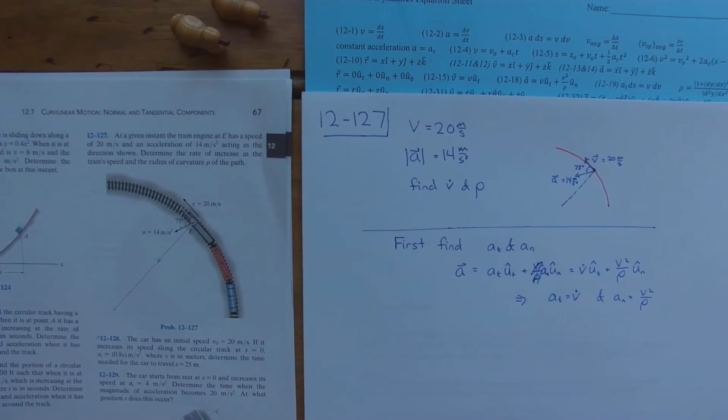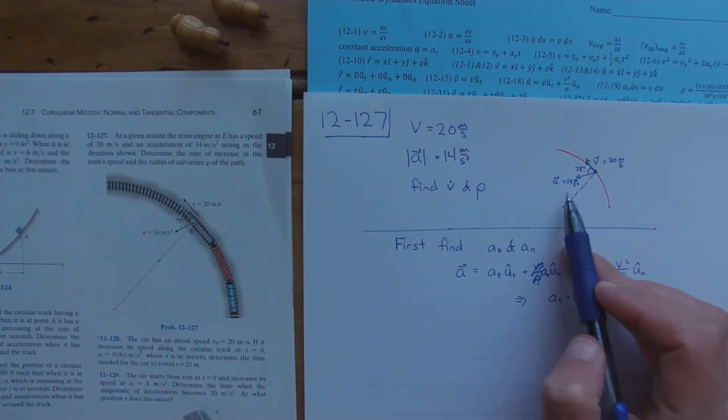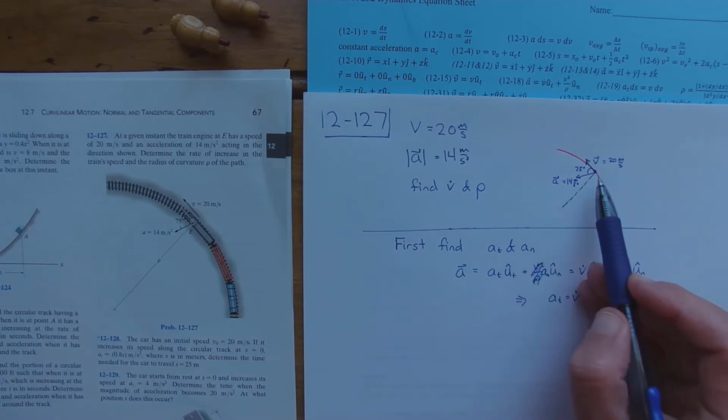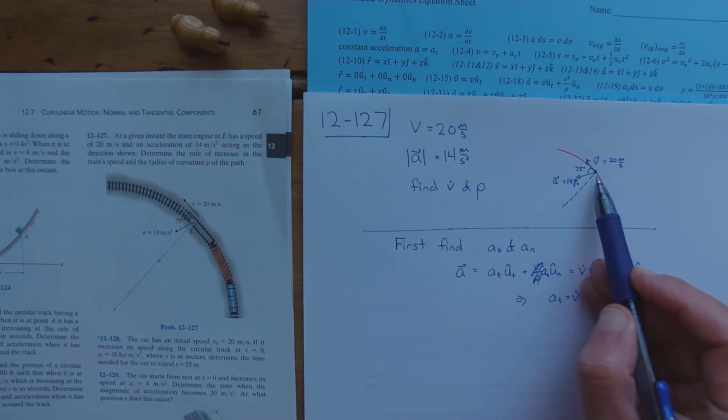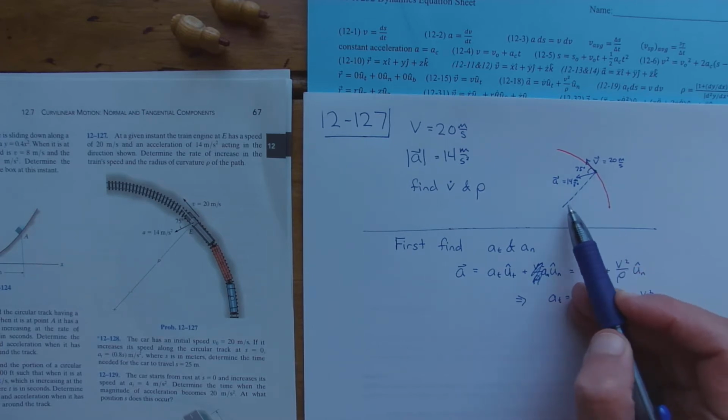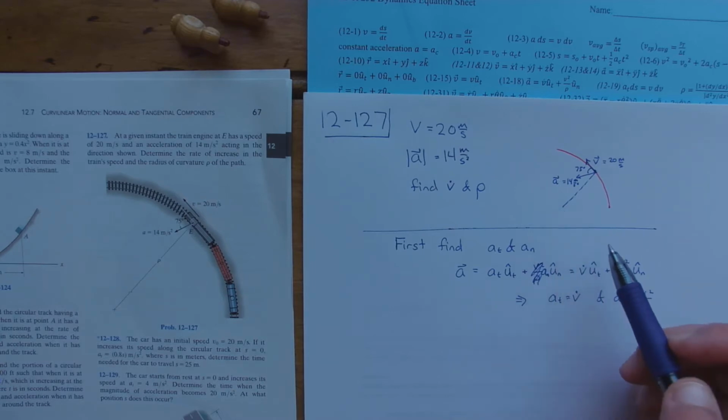Now, in order to do this, we're going to take the acceleration that they gave us and break it down into normal and tangential components. And remember, the tangential direction is the direction that the object is moving in, which has to be tangent to the path. And the normal direction is pointing in towards the center of the curve.